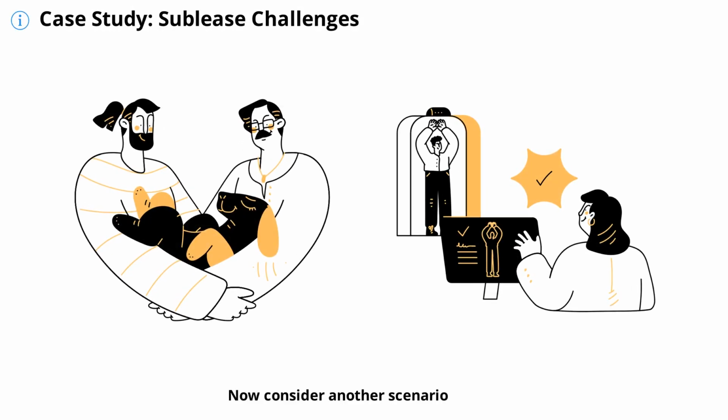Now, consider another scenario. John subleased his apartment without telling his landlord. The subtenant stopped paying rent and caused damage. The landlord discovered the unauthorized sublease and evicted both John and the subtenant. John lost his security deposit and faced legal trouble. This example shows why it's critical to get approval and have a solid agreement in place.